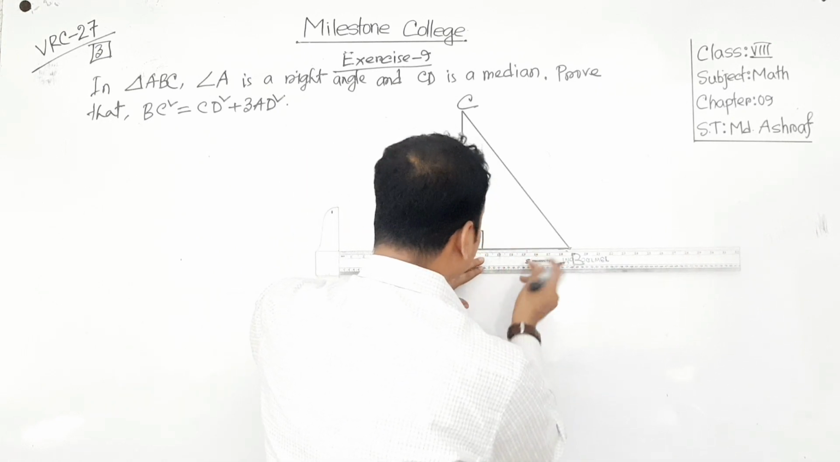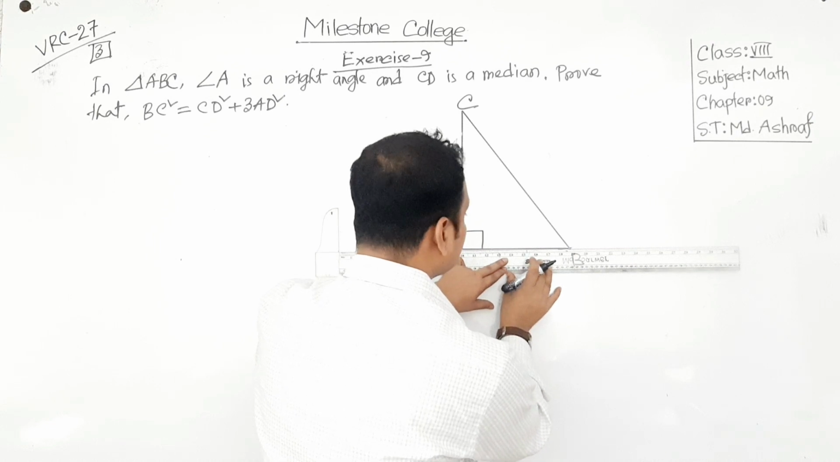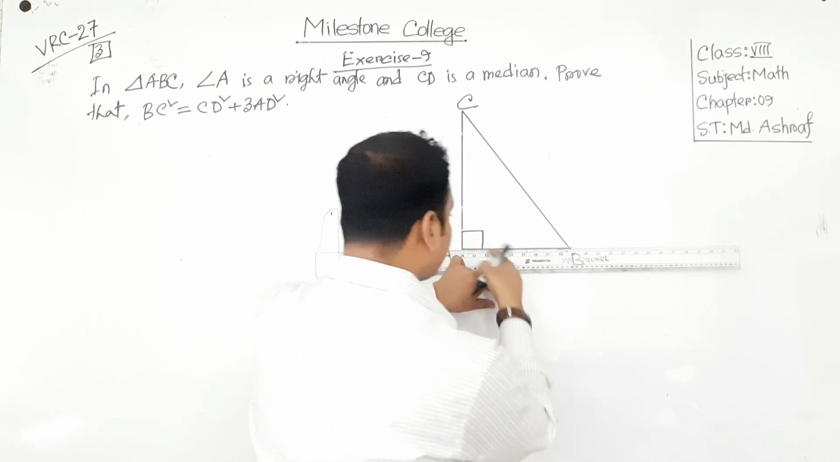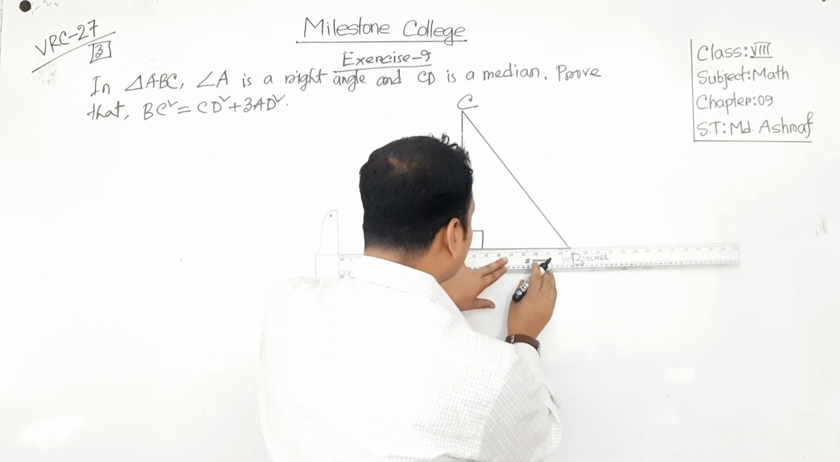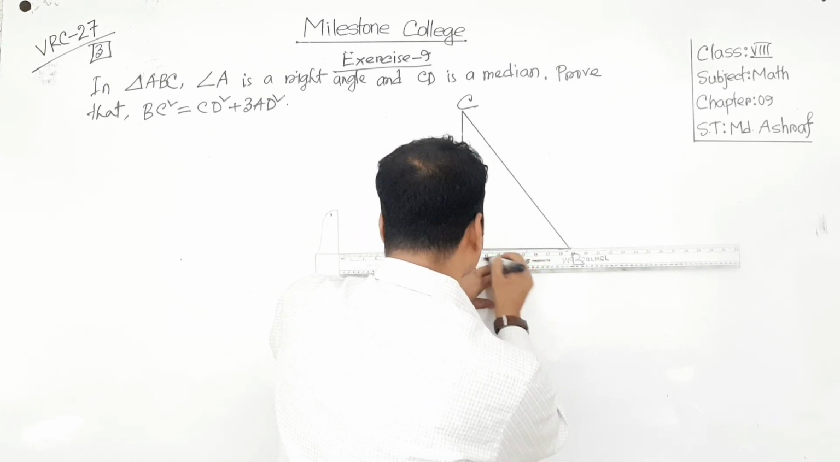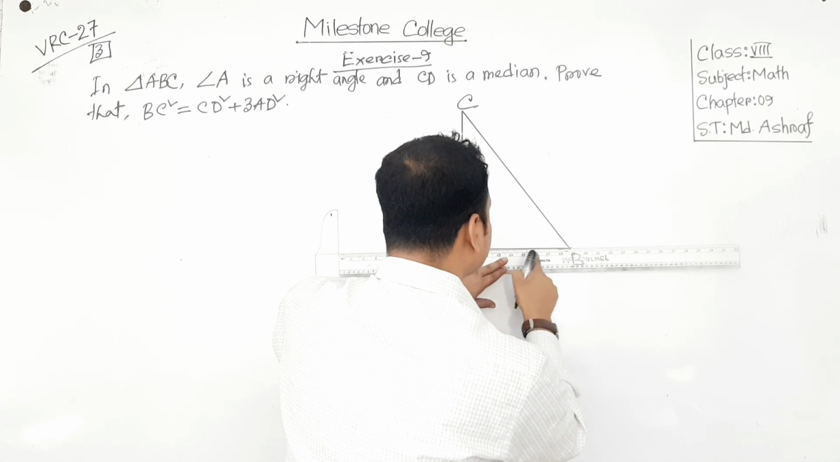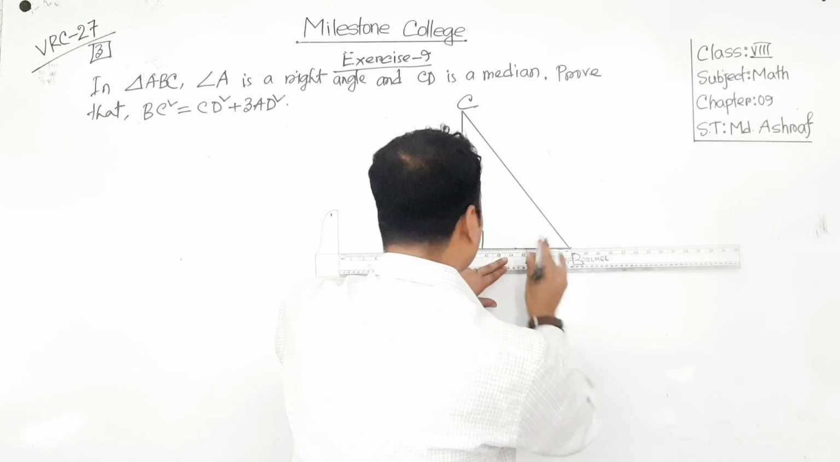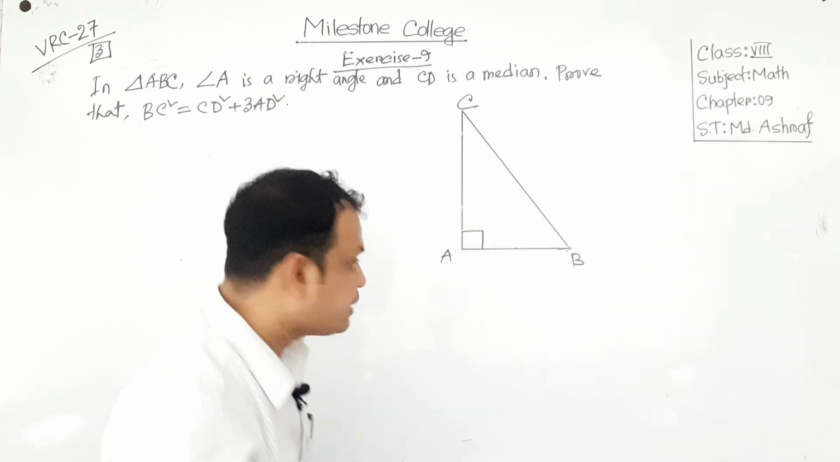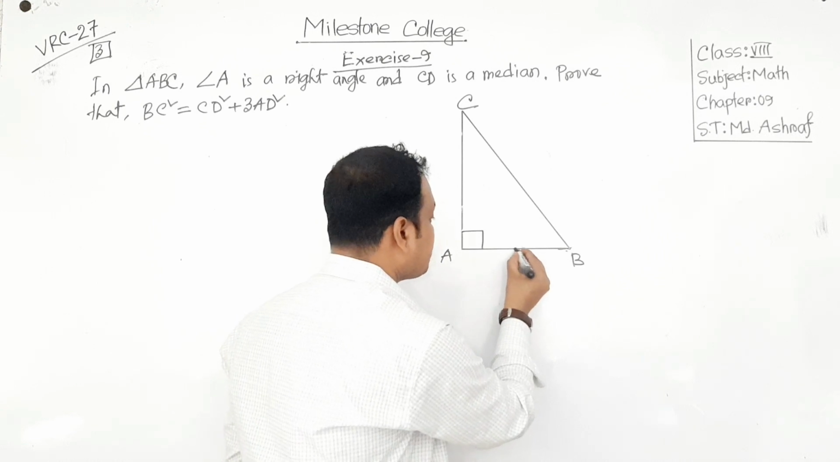Suppose the length of this side is 4 centimeter. Then the midpoint will be at 2. So counting 1, 2, 3, 4, this one is the midpoint. Okay, so this is the midpoint, and we give the name of this midpoint D.